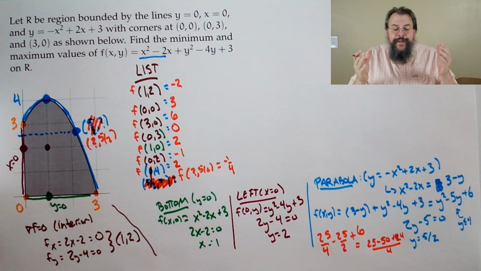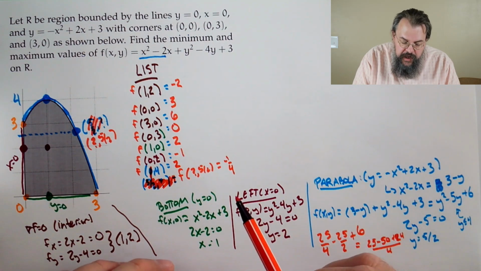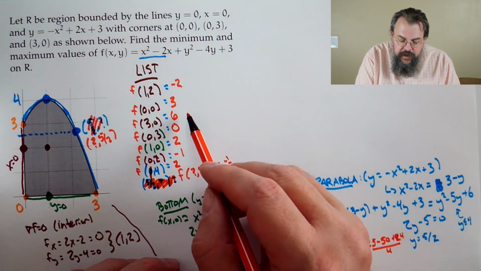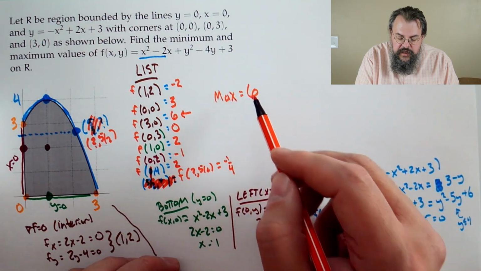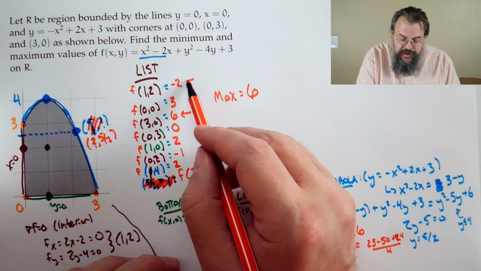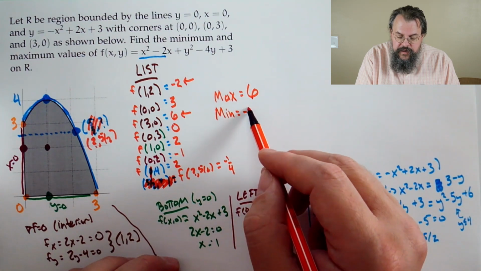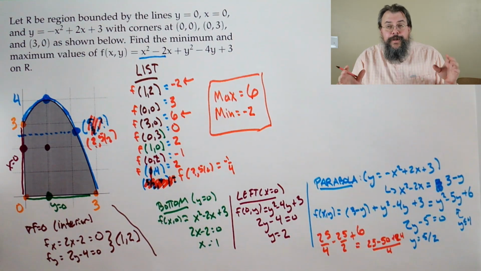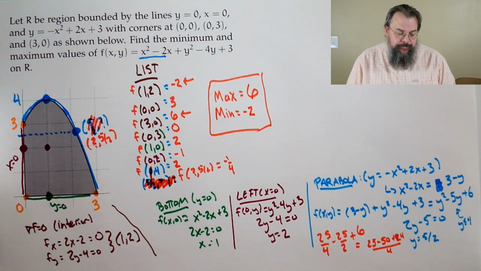And now we're ready. We can read off our answers. And what do we end up with? Well, we scan, and we say, where's the largest? Well, 6. Okay, good. So our max is 6. Where's the smallest? Well, negative 2. So our min is negative 2. And we're done.